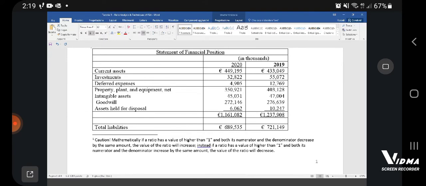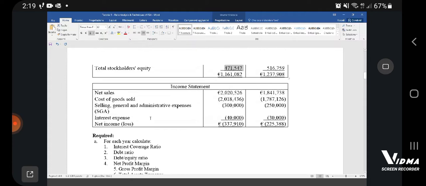We also have information about selected data from the income statement. That is net sales, cost of goods sold, CGA, and interest expenses, and of course net income or net loss. You can see that for both years the company is experiencing net losses, and actually the net losses are really increasing from one year to the other, so that's not a good thing for the company.